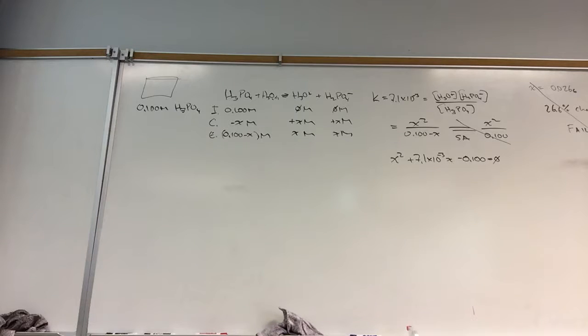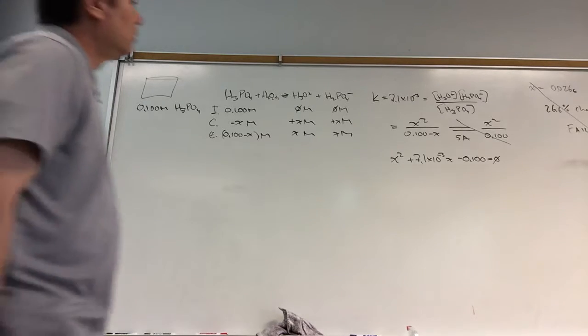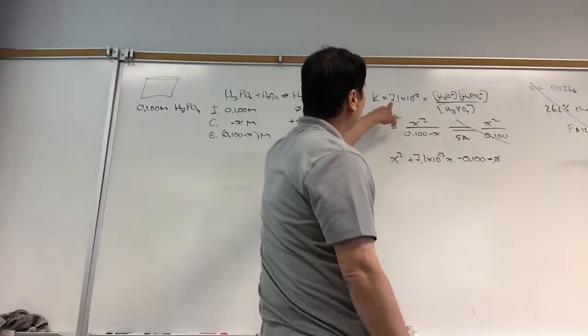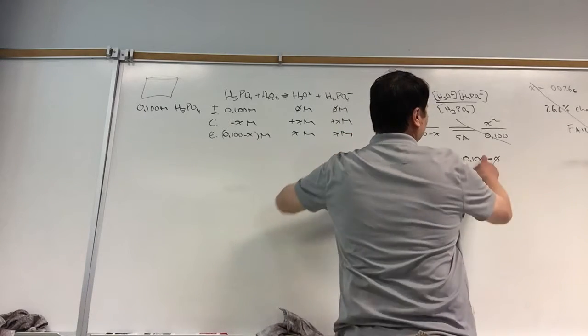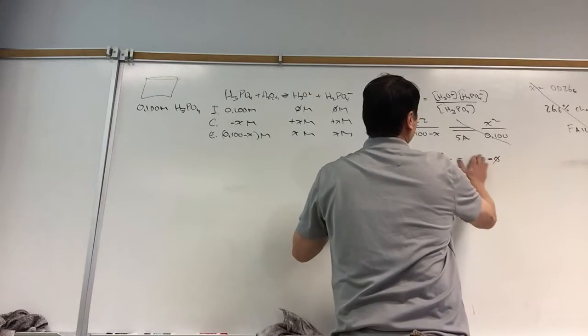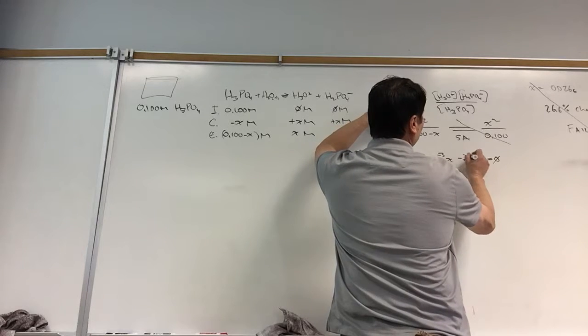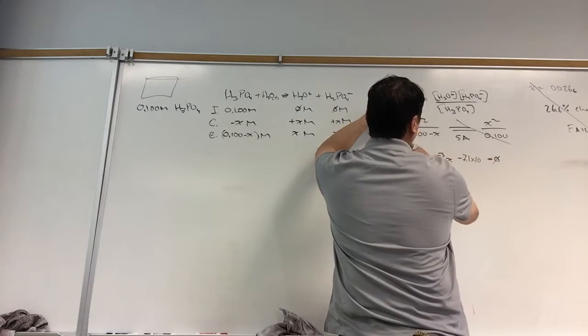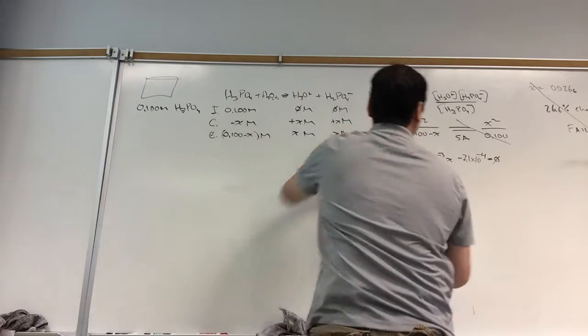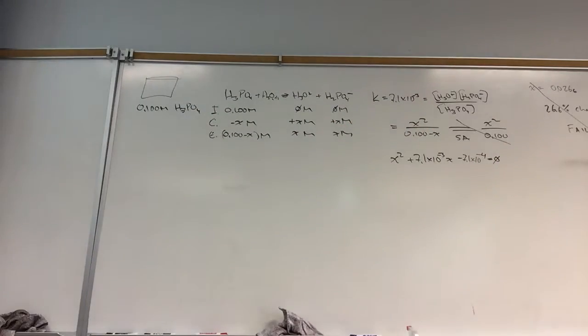You have to multiply, but it's 0.1 times x. Oops, you're right, I forgot that. It's 7.1 times 10 to the minus 4. Thanks. We would have caught that on the double check.